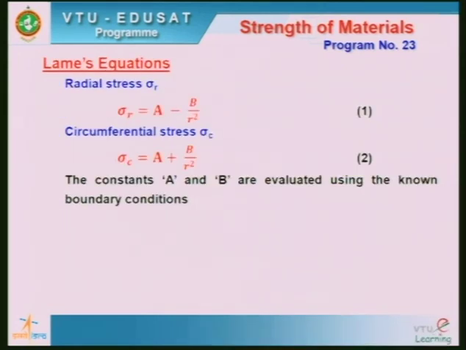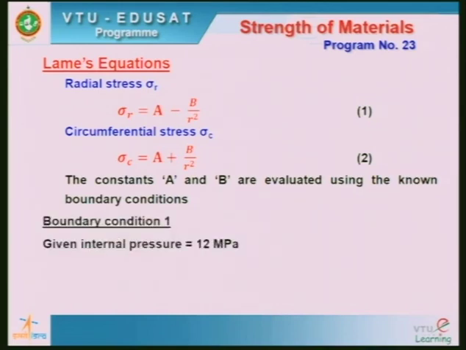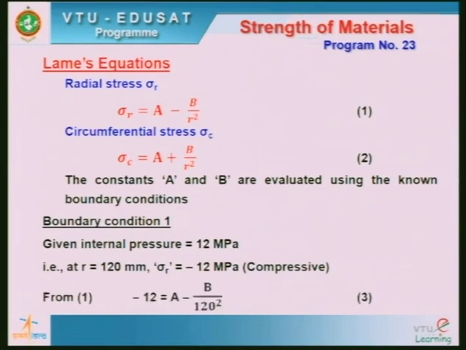So, again we write these two equations, Lame's equations. We want to calculate the constants A and B. We apply the boundary conditions. What are the boundary conditions? We know the internal pressure is 12 megapascals. So, at r equal to 120, substitute the value of sigma as minus 12 megapascals, put it in equation 1, and you get the first equation over there.